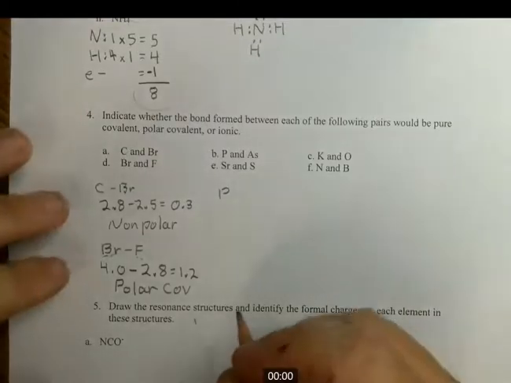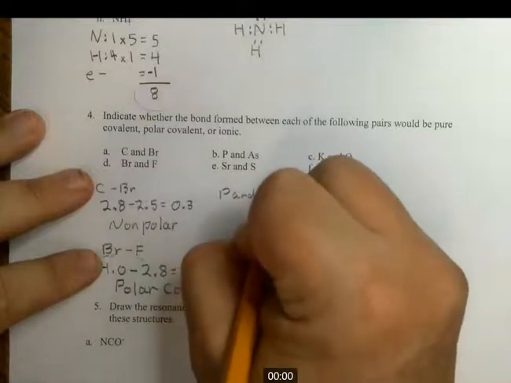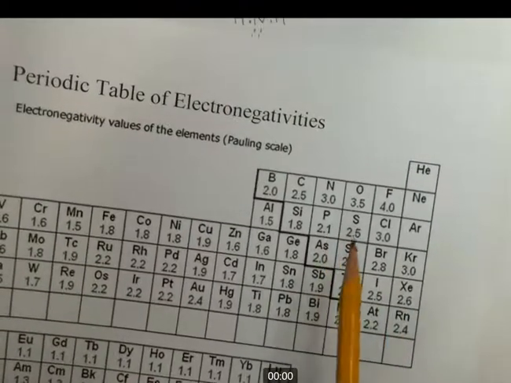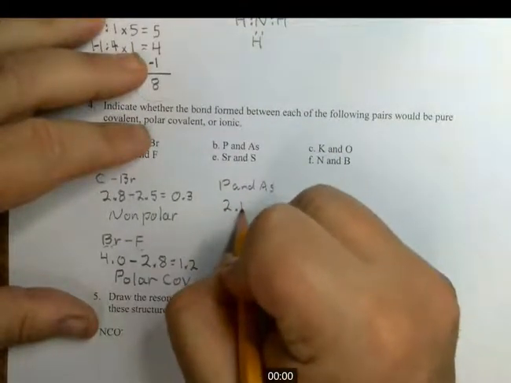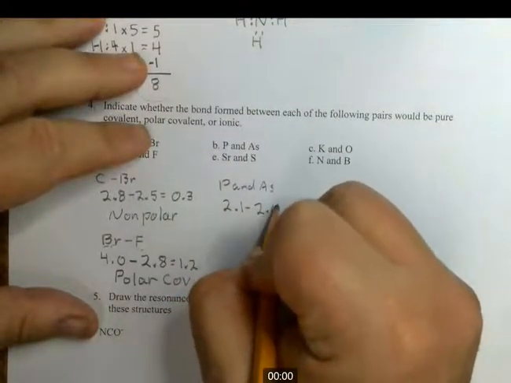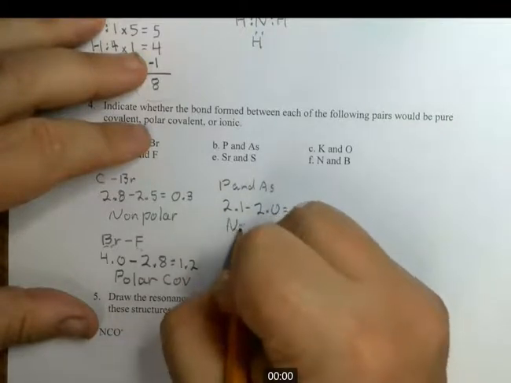Phosphorus and arsenic. So we look there. Phosphorus is 2.1, arsenic is 2.0, very close together. So that's going to be nonpolar.